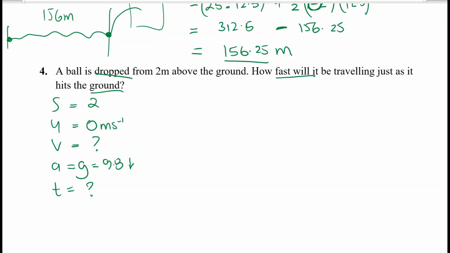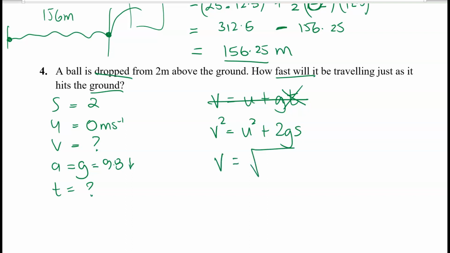Now, we can't use v is u plus at because we don't know how long it's in the air for. What we can use is v squared is u squared plus 2as. Remember, a becomes g. So v is the square root of, well, the initial velocity was 0, so we can cancel that out. 2 times 9.8 times our displacement, square root of that, and it's going to be traveling at 6.26 meters a second.